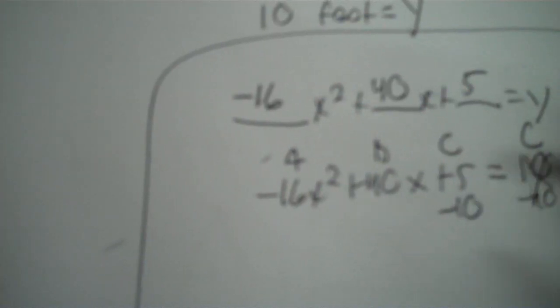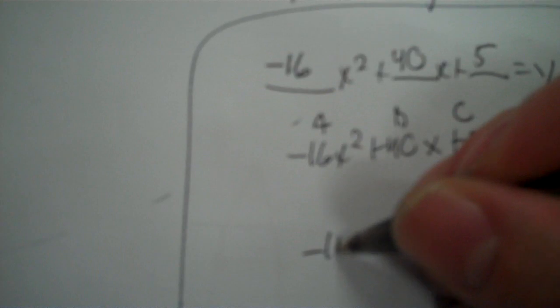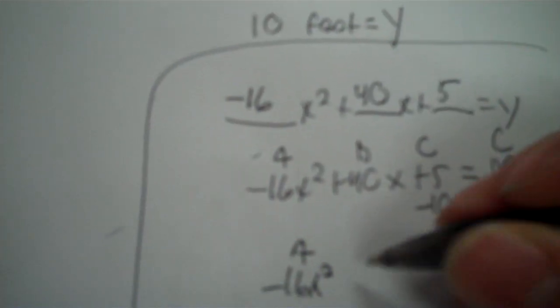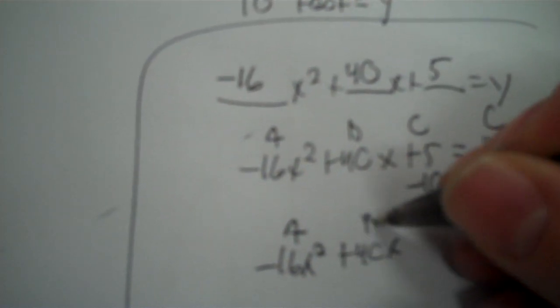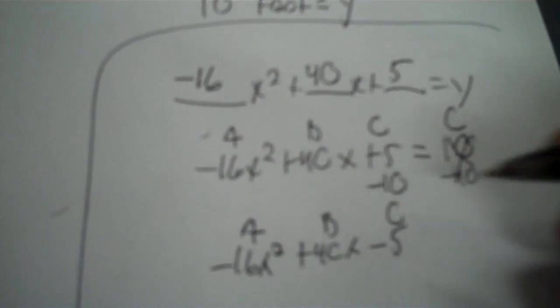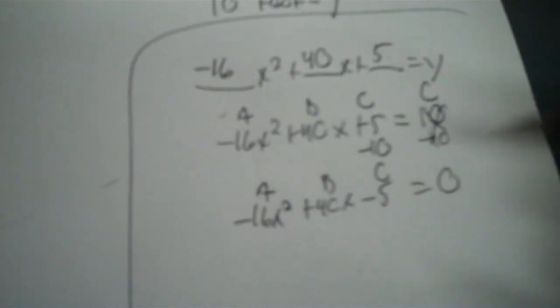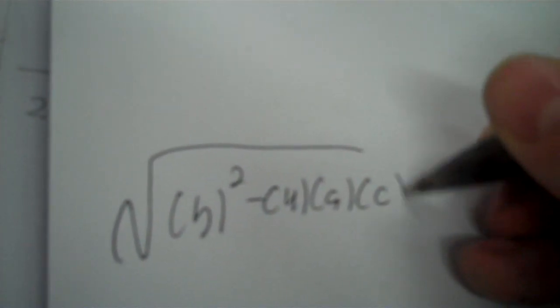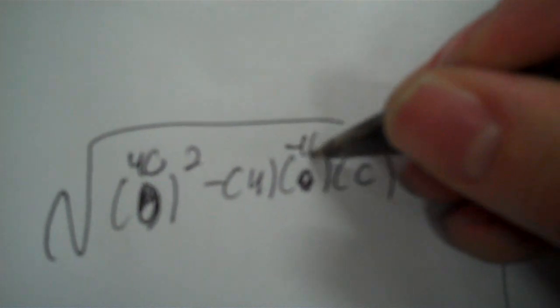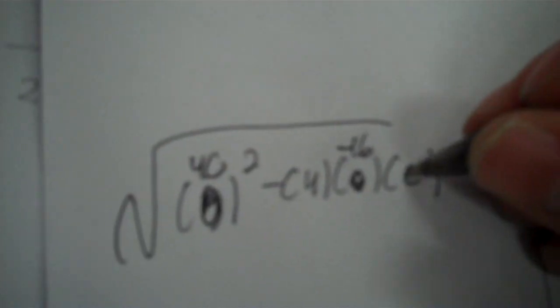So you take that away, and we have negative 16x squared is A, 40x is B, negative 5 is C, equals 0. Now take your discriminant. So B is 40, A is negative 16, C is negative 5.